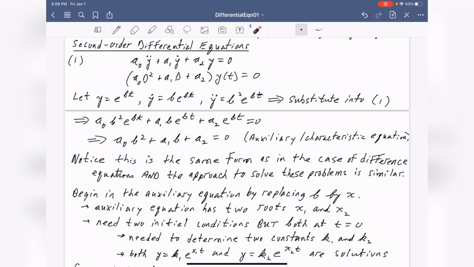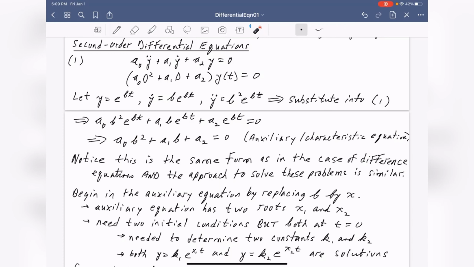And we notice that we can factor out e to the bt, in which case we end up with a0 b squared plus a1 b plus a2, which is very familiar to us as an auxiliary or characteristic equation, except that with the auxiliary equation, we'll substitute an x for the b there and then find a solution to it.